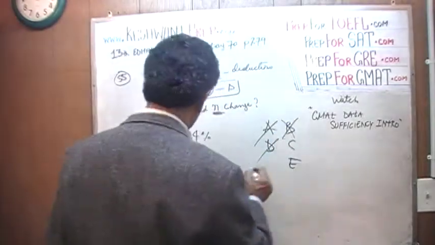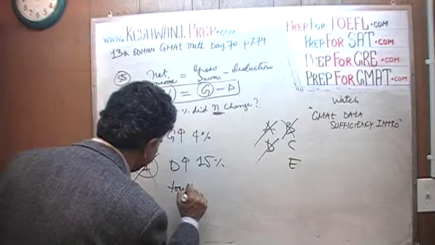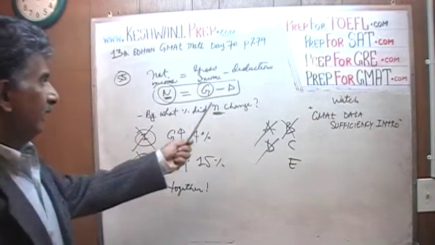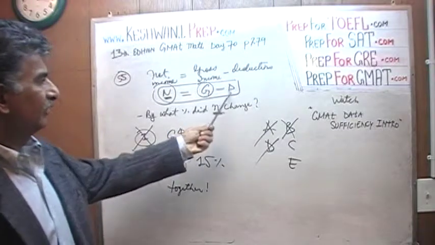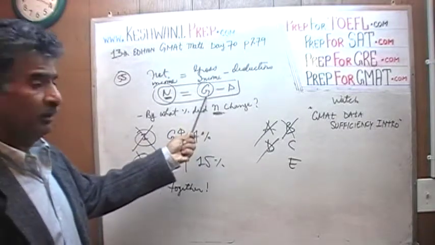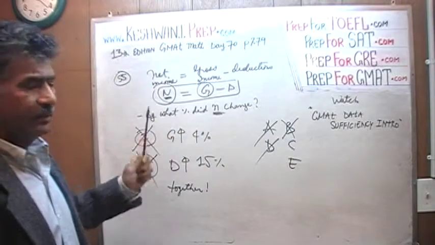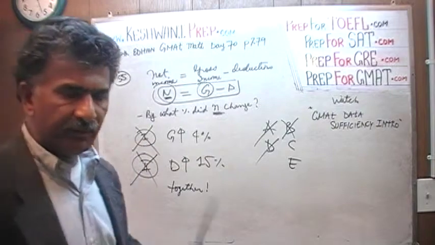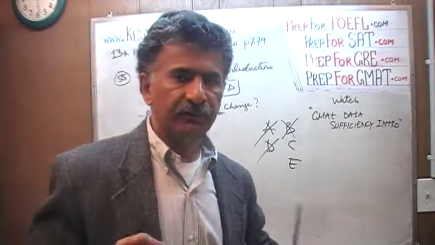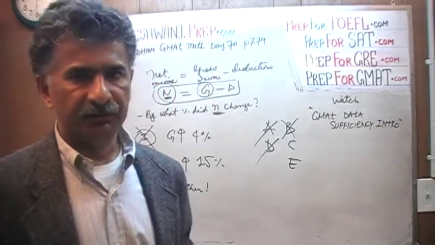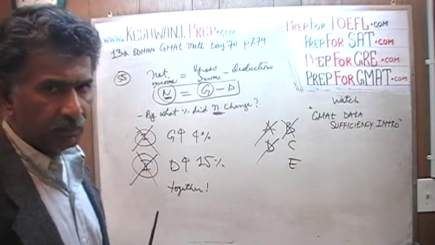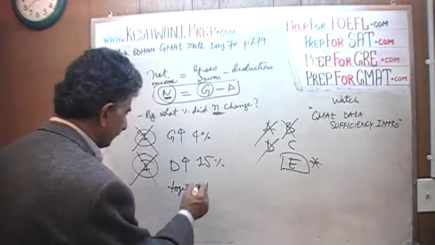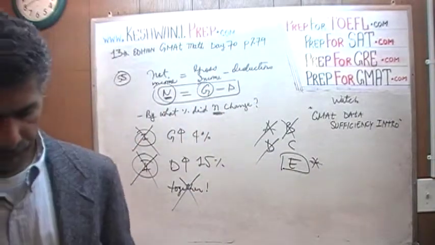Answer cannot be B. Together, in haste, some people might say, well, the deduction is going up by... No, just knowing the percentage change in deduction and the percentage change in the gross income is not going to tell you the percentage change in the net income. We have to have the figures for net income for the previous year and for this year in order to figure out the percentage change. Putting them together also does not get us anywhere. The answer is E. Even putting them together, it does no good.